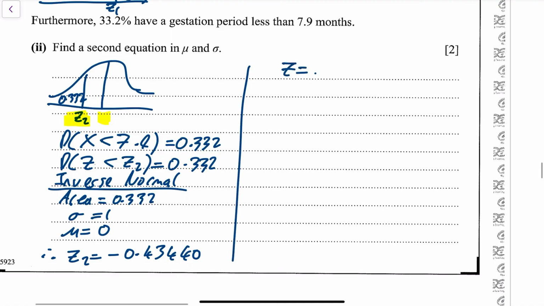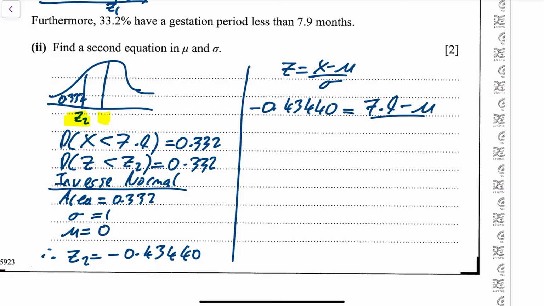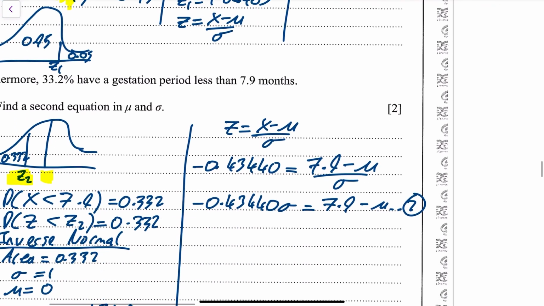Same formula that we used earlier on there. We used Z is equal to X minus mu over sigma. Fire that in, that's minus 0.43440 is equal to my X value. What was my X value? It was 7.9 minus mu over sigma, and then that is minus 0.43440 sigma is equal to 7.9 minus mu, and that is my equation 2. So I have two equations, two unknowns.